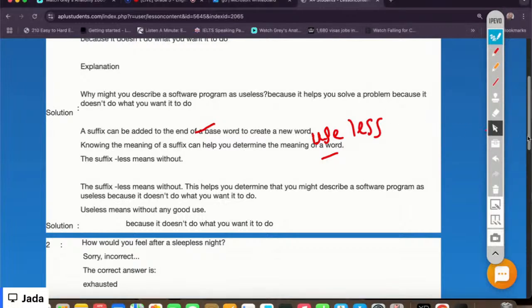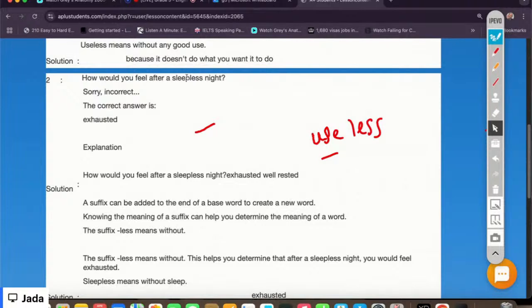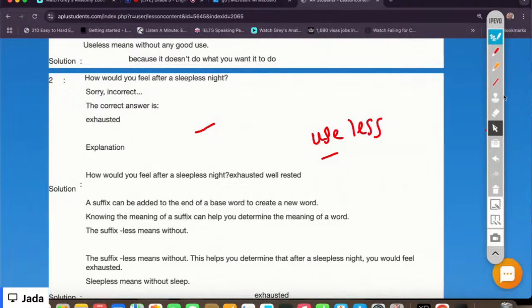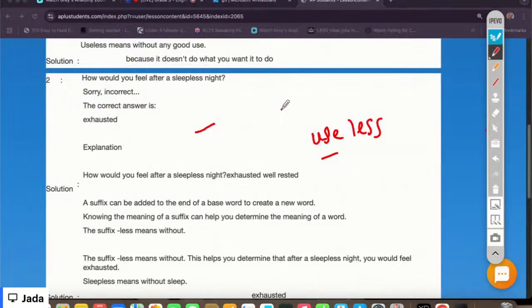Okay, we have the next, which says, how would you feel after a sleepless night? Sleep is a base word, and sleepless means without sleep, right? So how would you feel after a sleepless night? Of course, you feel exhausted, you feel very tired.